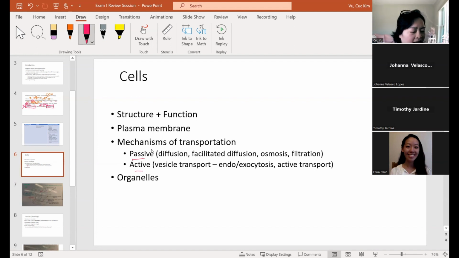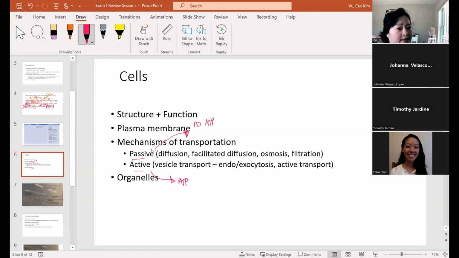What's the definition? Why are they distinguished? Passive is always what and active is always what? Passive doesn't require ATP and active does. Very good. No ATP. ATP. What else? One more characteristic. Some passive, I think, doesn't need a channel protein or something like that.